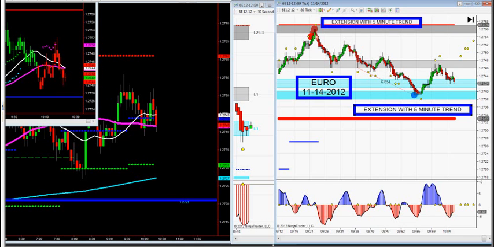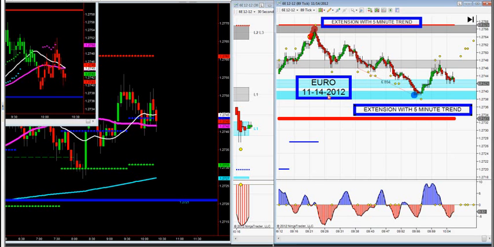So this software allows you to buy or sell pullbacks with overall trend direction, overall 5-minute trend direction. And here's the euro this morning. These are the dots that it produced this morning on 11/14/2012 on the euro.